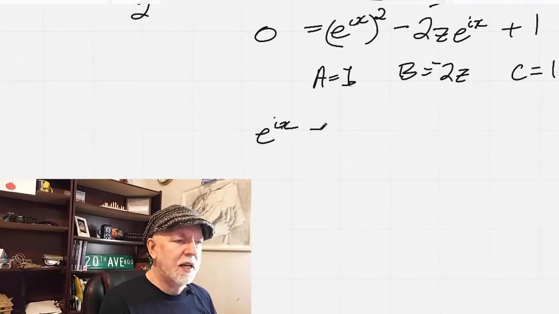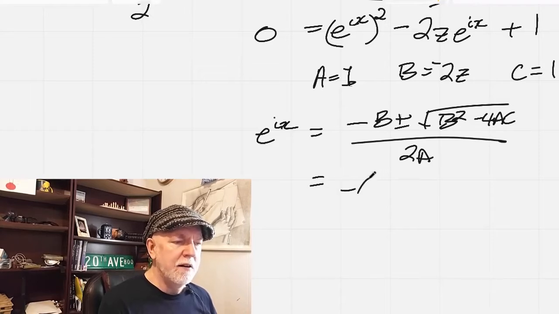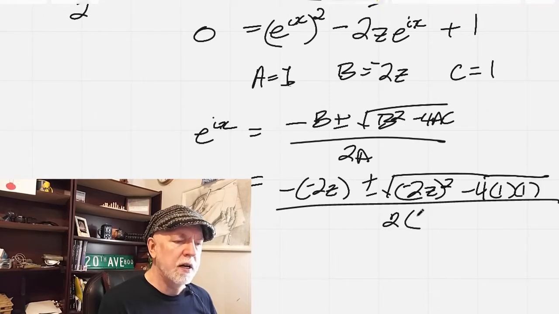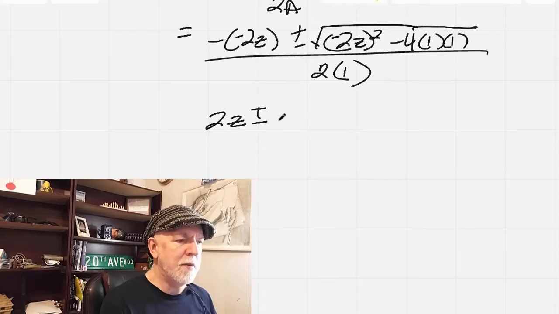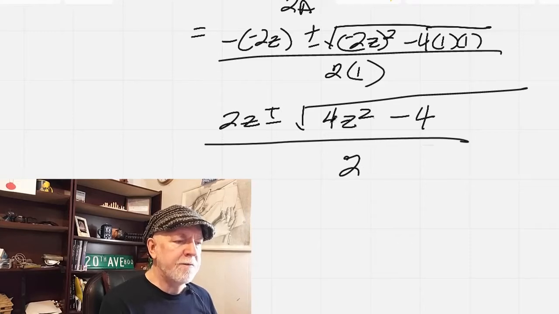e to the ix equals negative b plus or minus the square root of b squared minus 4ac all over 2a, which will be negative negative 2z plus or minus the square root of negative 2z all squared minus 4ac all over 2 times a. That's 2z plus or minus the square root of 4z squared minus 4 all over 2. But we're going to factor out this 4 and bring it into the front. Let's just do that. This will become minus 1, and we'll have a 2 here.